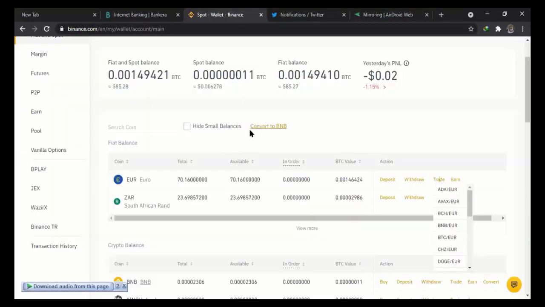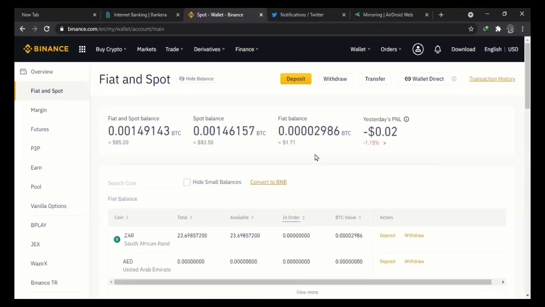So back here, we're now going to refresh this screen. Okay, so once it's refreshed, you see that there's no longer any euro balance here. There's just South African Rand of 23.698572.